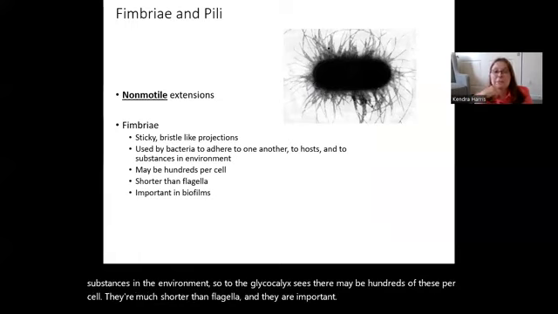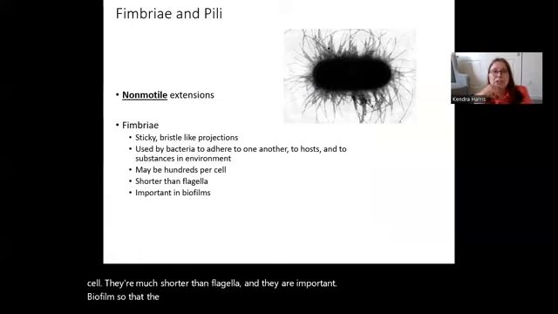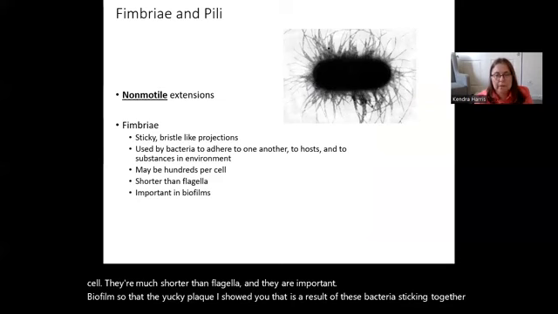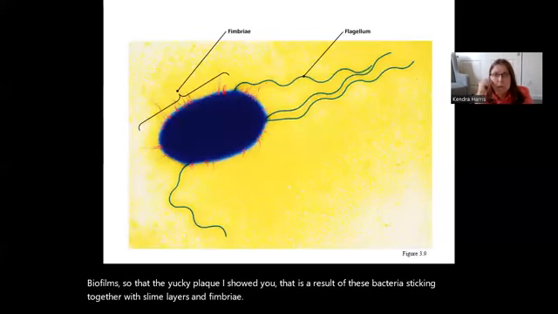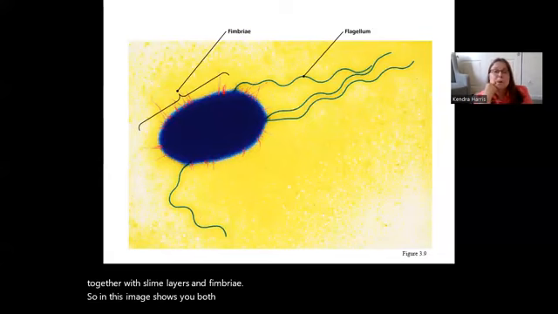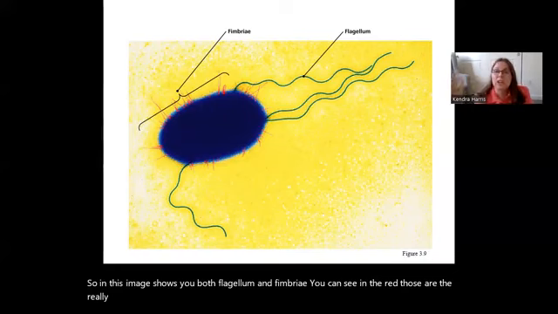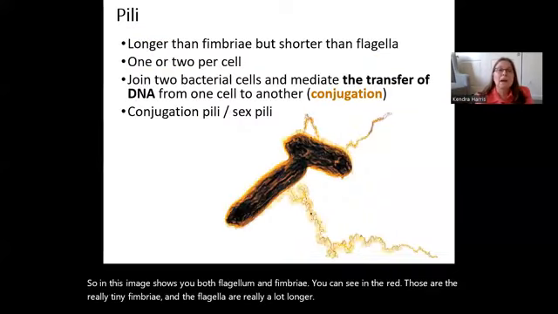So the yucky plaque I showed you is a result of these bacteria sticking together with slime layers and fimbriae. This image shows you both flagellum and fimbriae. You can see in the red, those are the really tiny fimbriae, and the flagella are a lot longer.